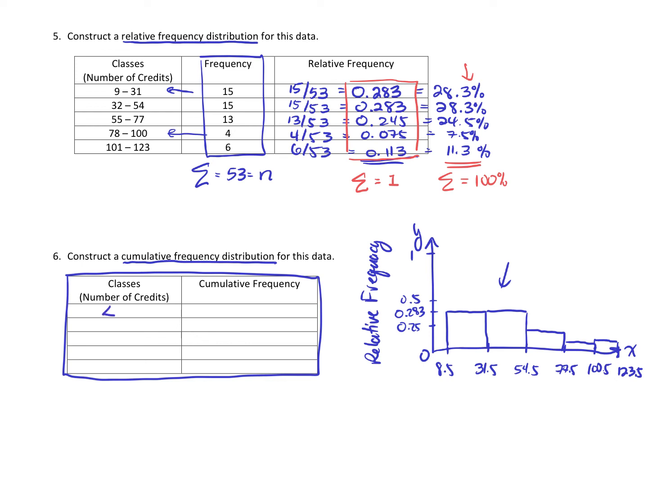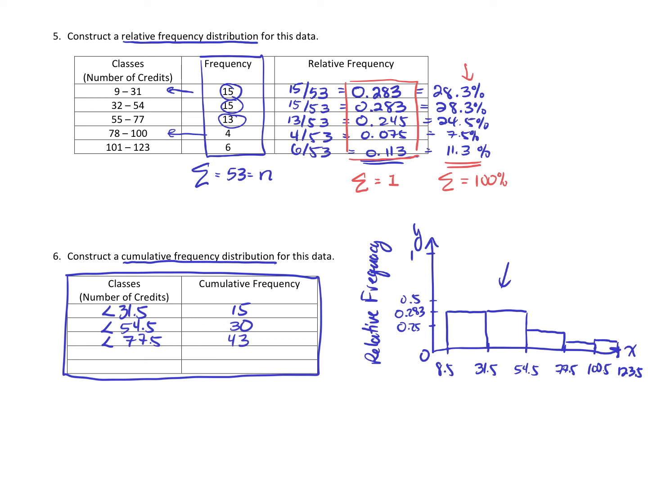So here, I want to take a look at how many students completed up to 31.5 credit hours, and that was 15. How many students completed up to 54.5 credit hours? Well, that's 15 plus the previous 15 from the first class, so that gives us 30. Right, how many students completed up to 77.5 credit hours? Well, that's 13, but then plus the 15 and the 15, so that's 30 plus 13, which is 43.